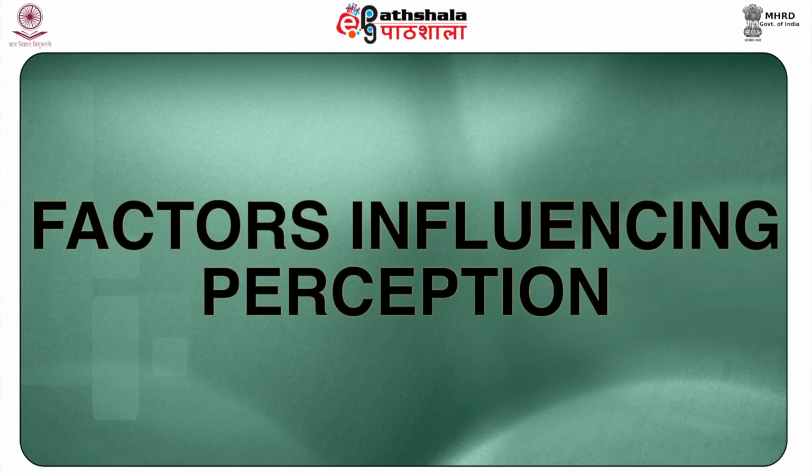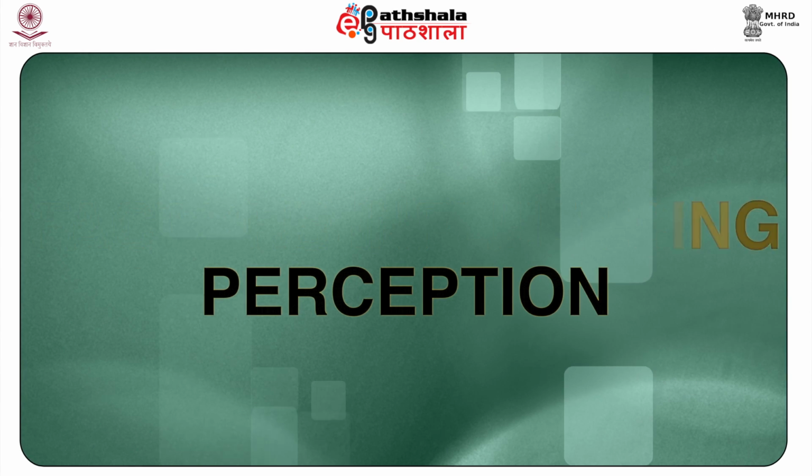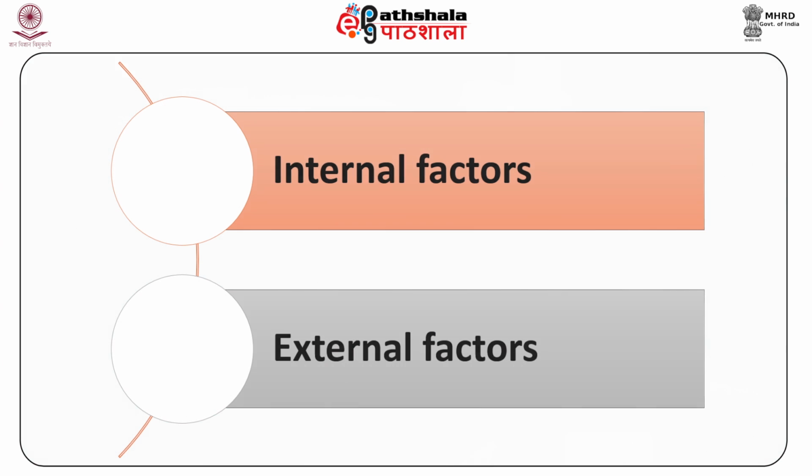Now we will discuss the factors influencing perception. There are two sets of factors that affect an individual's perception. These are internal factors and external factors. Internal factors. Internal factors are internal to an individual. They are the needs of an individual, his desires, his personality, and his experiences.